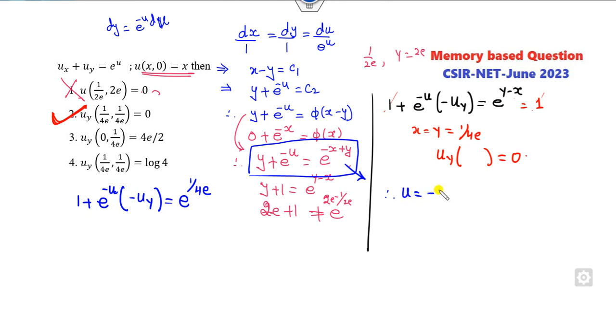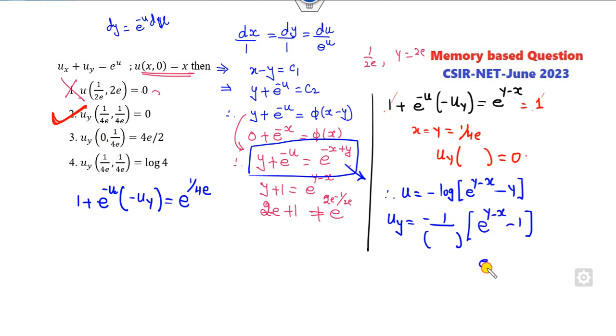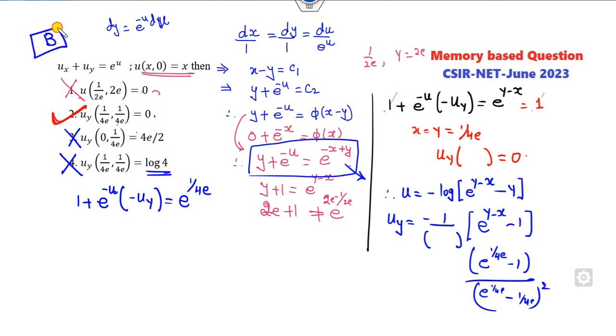Can you find the value of u? This is minus log of e raised to power y minus x, minus y. What is the partial derivative with respect to y? It's 1 over this, e raised to power y minus x, minus 1. Again see that when both are the same, the numerator will be 0. When x is 0, it is 1 over 4e minus 1, and it will never be 4e minus 2, because the denominator will be the same as this part, 1 by 4e squared. It is not equal to 4e. Again, when both are the same, the partial derivative will be 0, but it is not equal to 4e. So the right answer is only B.